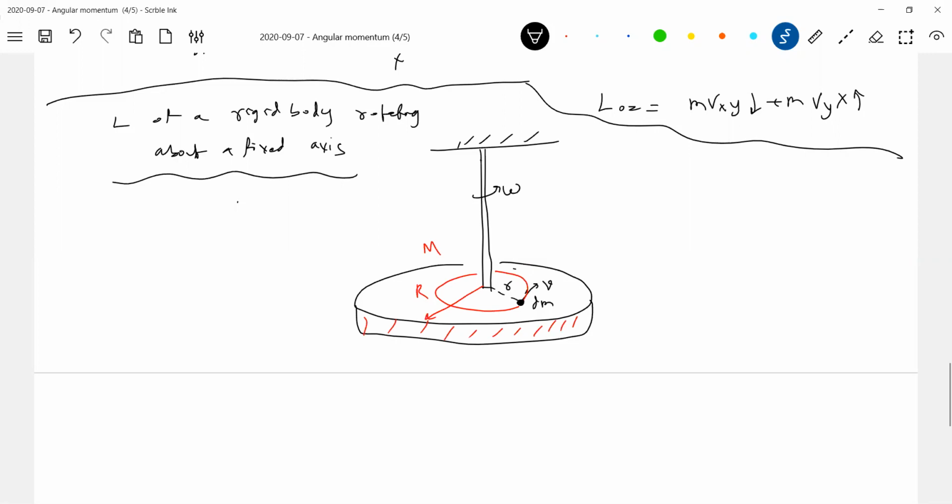What is the mass of that? dm. Then how are v and r related? V will be perpendicular to r. So what is the angular momentum of this small particle? dL is equal to dm into v into r.